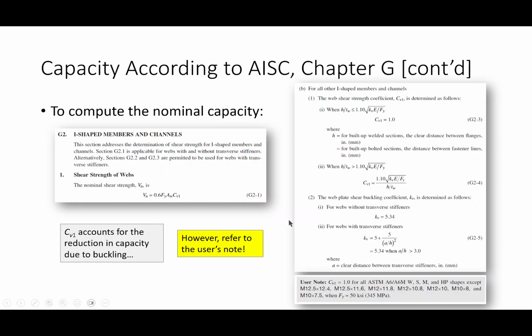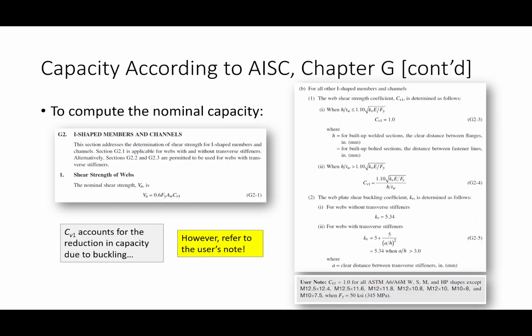One thing I will say, though, just to give you a little bit of an explanation. This is the only thing I'll say in terms of trying to explain the theory behind Chapter G. Essentially what we're going to do in Chapter G is calculate a base capacity, and then we're going to be adjusting it by this constant here. And this constant is called CV, or CV1.